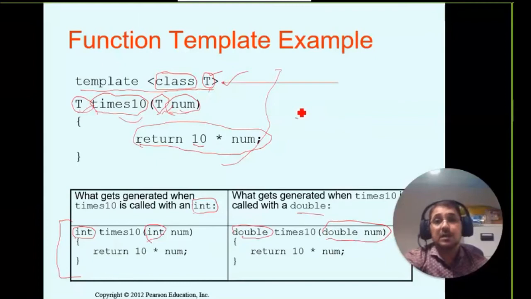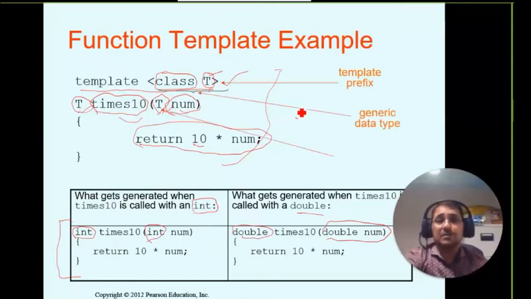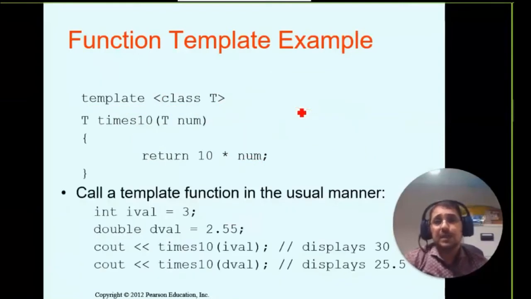So it is something like this, you see. This is a general template. The prefix must be used like this. The word class, this is a generic data type, and these are the parameters, and the return type and the argument parameters. So you see the same thing, when we call this function, it will be like this.